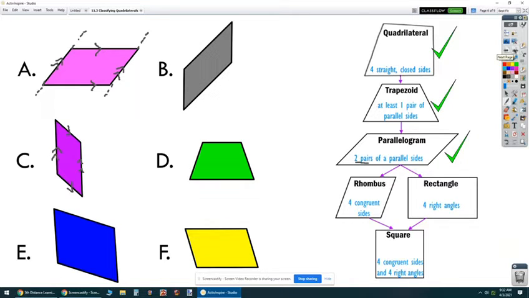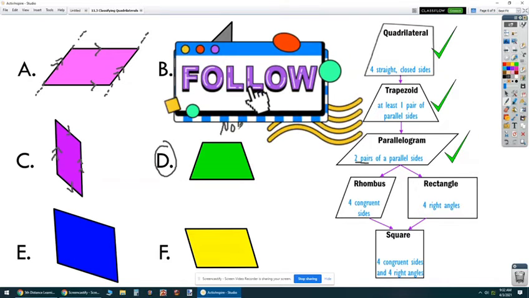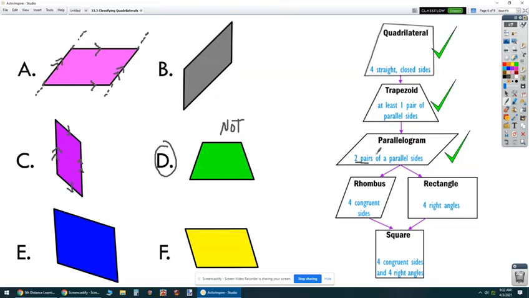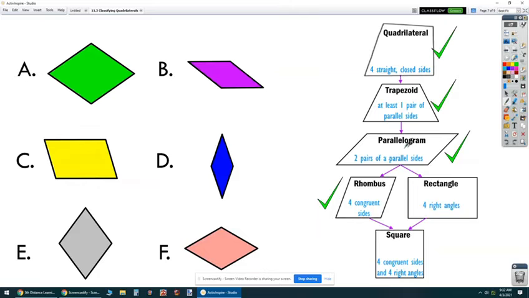So can you find a figure that is not a parallelogram? It does not have 2 pairs of parallel sides. Well, if you said shape D, D is the one that is not a parallelogram, right? It is a trapezoid because it has 1 pair. It is a quadrilateral, but it doesn't count as a parallelogram. All the rest of them are parallelograms, also trapezoids, also quadrilaterals. Now, there's 2 kinds of parallelograms.